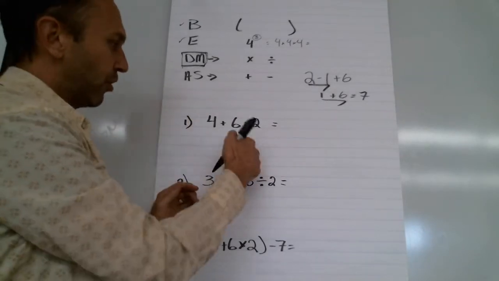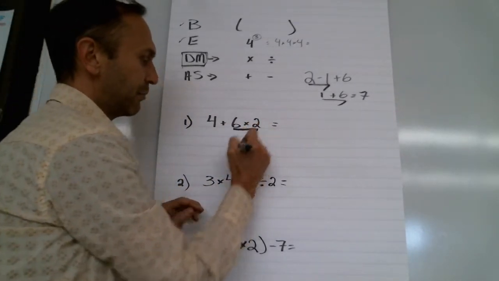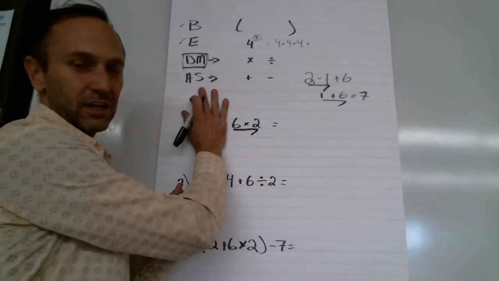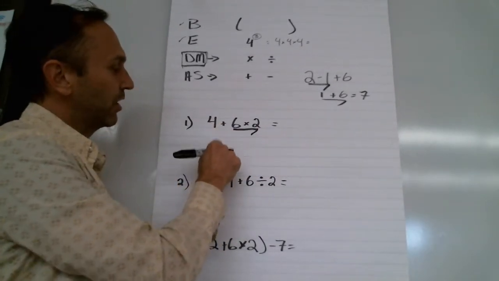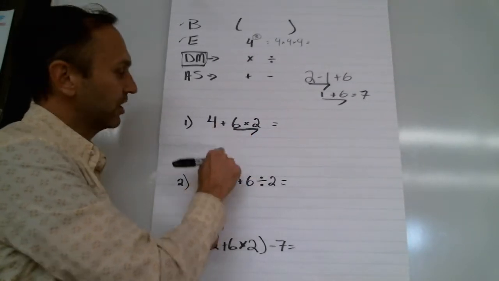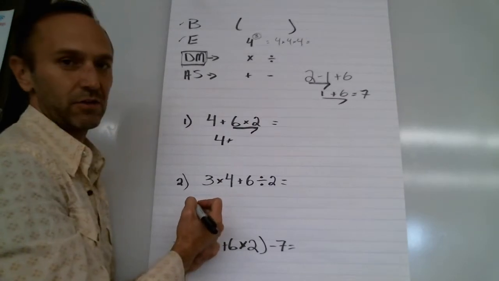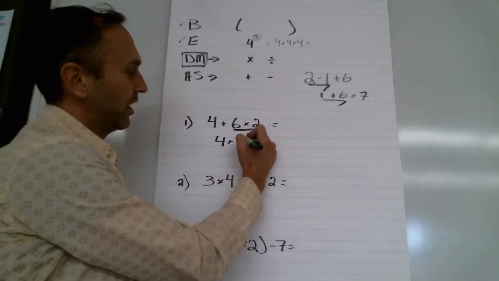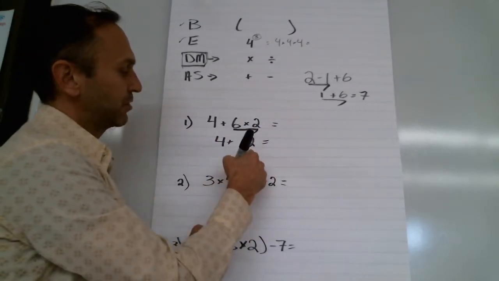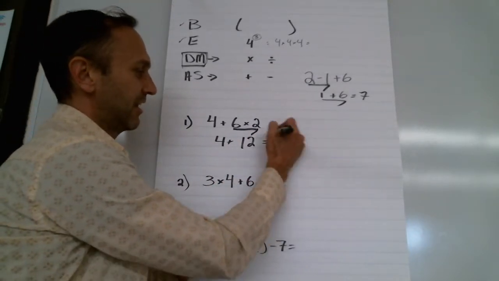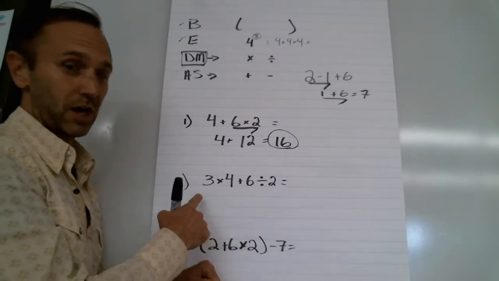In all math, we're only ever working with 2 numbers at a time. So the first 2 numbers we need to focus on is the multiplication. Anything that we're not calculating, we're going to just copy straight down. So I'm going to bring my 4 plus, we're not ready to do that yet. 6 times 2 is 12. 4 plus 12 is 16. That's your answer.